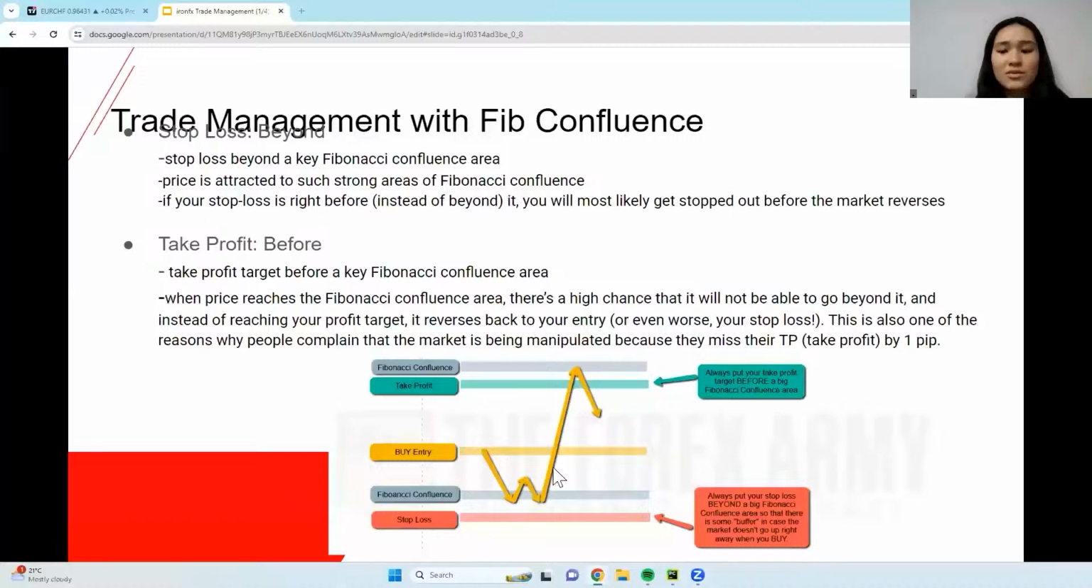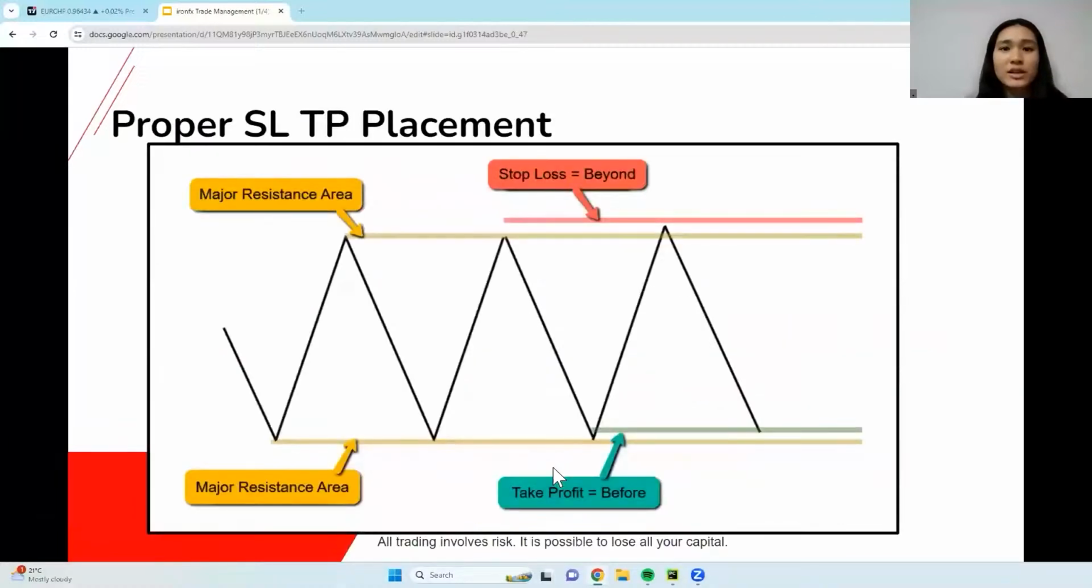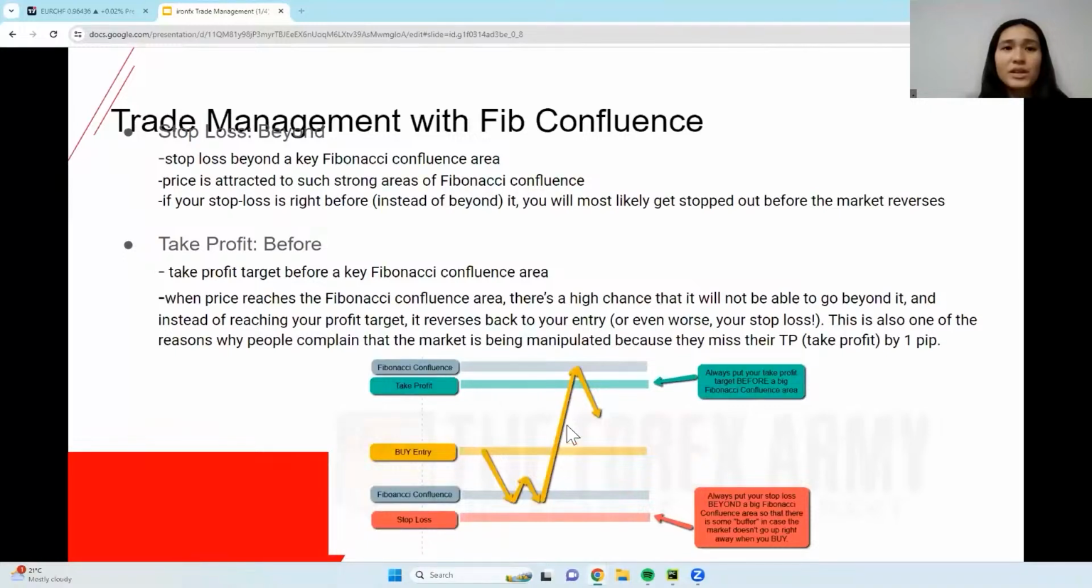Okay, so in this case, we're going for a buy entry, and here we are looking at a sell entry. Okay, but the idea here is still the same. Stop loss beyond, take profit before. So over here you see our buy entry, take profit is before the Fibonacci confluence area here, and our stop loss is beyond it, so it's below it in this case.